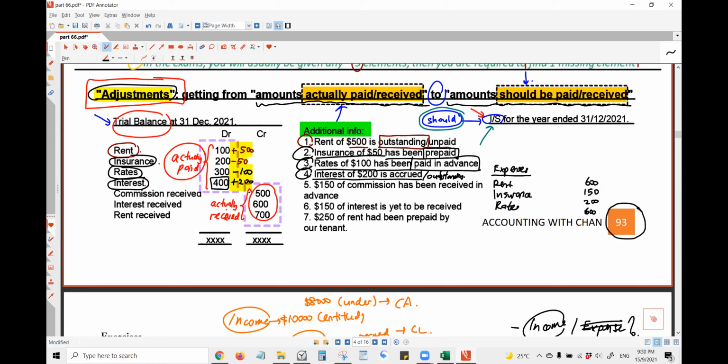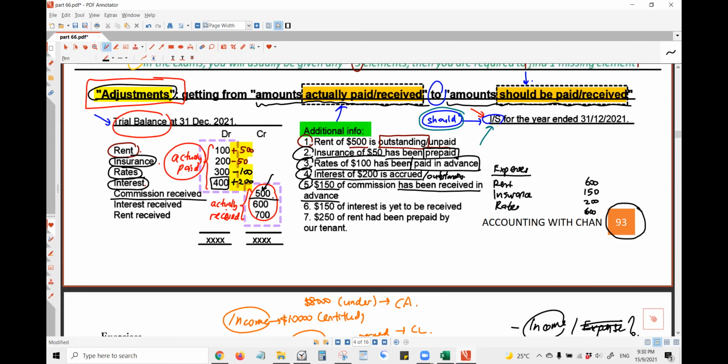Okay, now deal with the 3 incomes here. Commission received 500. This is amount you have actually received. Must remember, in the trial balance, all amounts are amount you have actually received and paid. Additional info 5 says 150 has been received in advance. That means you have over received. That means inside this 500, it has included 150 of commission, which is for the following year. You over received the commission.